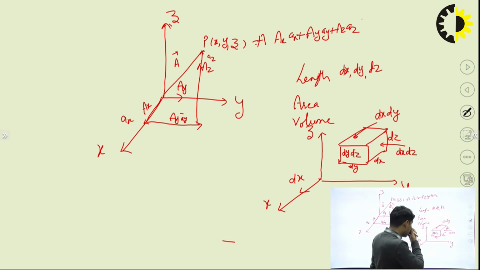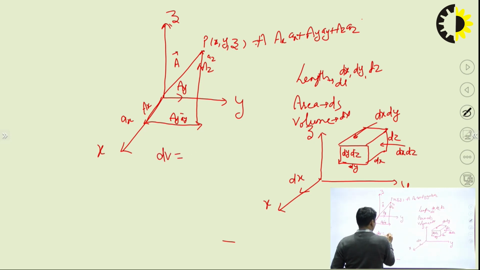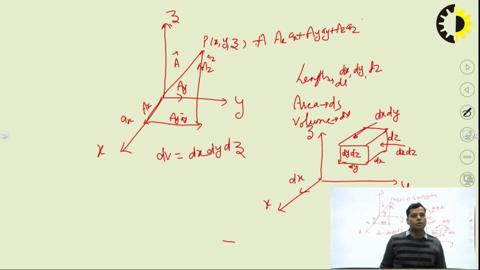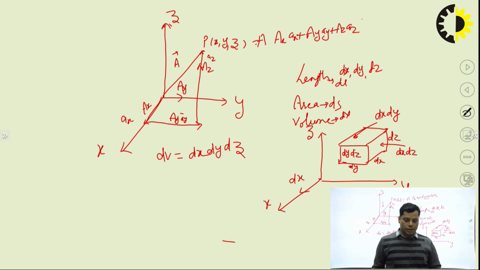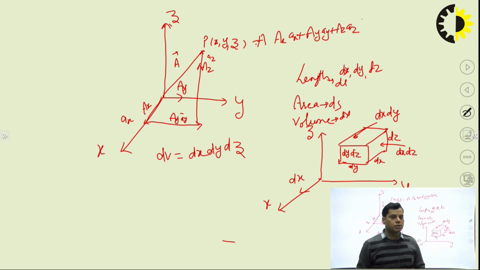And when we calculate the value of volume, the volume will be the multiplication of all these three dimensions. Here length is given by dl, area by ds, and volume can be given by dv. So dv is equal to dx dy dz. So this will be the volume of that cube which is available in the coordinate system. This is regarding the Cartesian coordinate system.